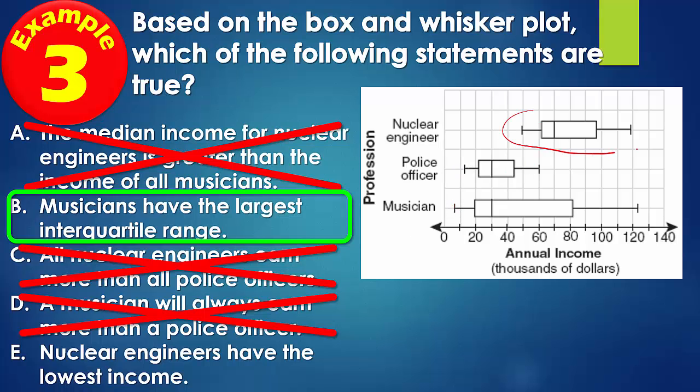You can see that that is not true because their lowest part is here while the other ones have lower ones. Their minimums are much lower than a nuclear engineer's. So that one is also not true. So again, no real computations involved here, just a matter of reading data and being able to understand the vocabulary that's being used. So that's why I said it's important that you write that down.